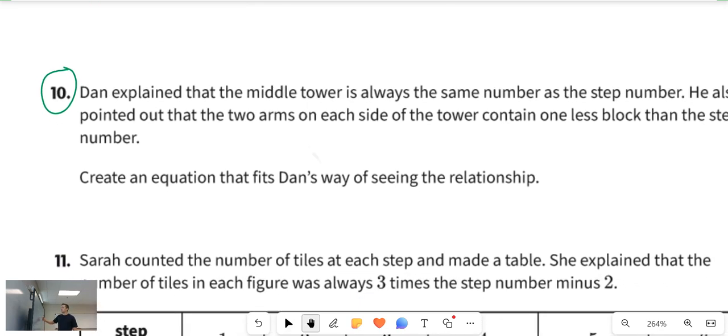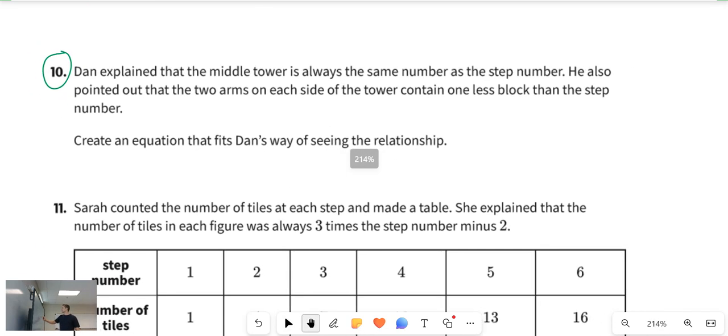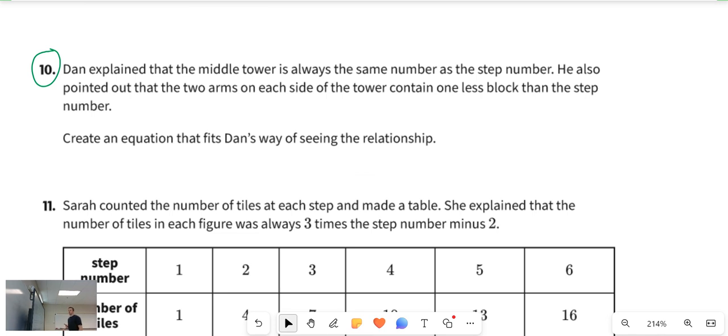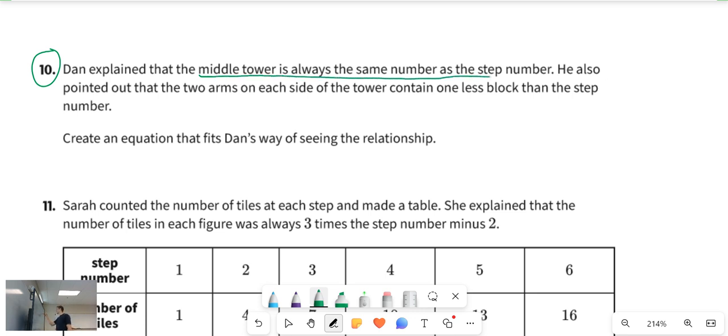So we did that. All right, Dan explained that the middle tower is always the same number as the step number. He also pointed out that the 2 arms on each side of the tower contain 1 less block than the step number. Okay, so we're going to break this into 2 parts. First, we'll do it in green. The middle tower is always the same as the step number. That's like our first part. And then he also pointed out that the 2 arms contain 1 less block than the step number. All right, so that is our second piece.